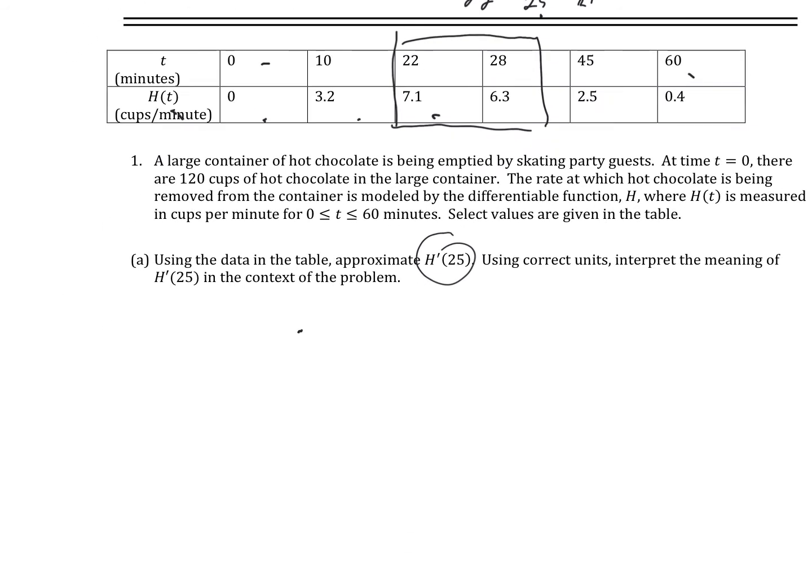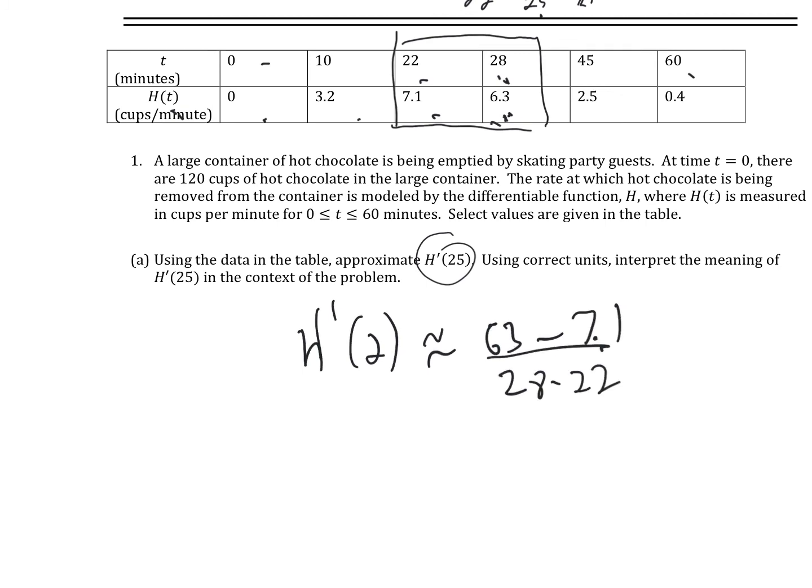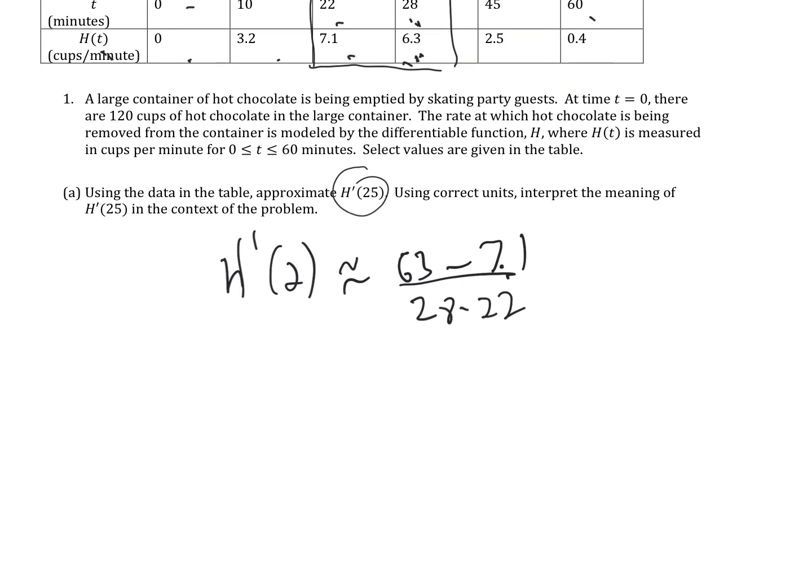So H prime of 25 will be approximately y1, which is 63, minus, it doesn't matter which one is y1, y2, it doesn't matter which way you go, so y2 minus y1, 7.1, over the x's, 28 minus 22. And I don't know if this was a calculator problem or not, but I think it would be a calculator problem.